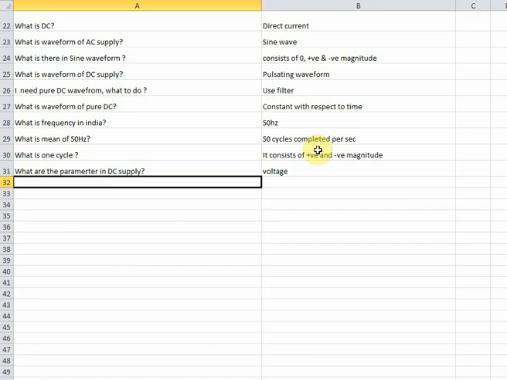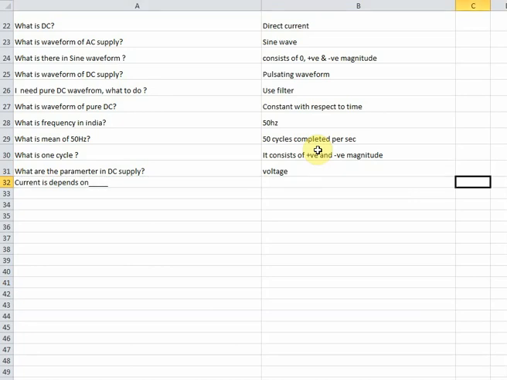Okay, then next one, current depends on load. Whenever your load increases, your current value increases. The fan is operating on which position, either the high speed or low speed? If it is low speed, the current consumption is low. If it is high speed, the current consumption is more. Okay, that is a load.